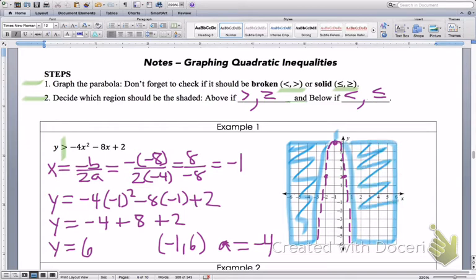Just do a quick shade, it doesn't have to be perfect. It's easier with a pencil. So this is my final answer. So any point in this region is a solution. Any point that's not shaded and the parabola itself is not a solution. So let's go ahead and see another example. Let's look at number 2.